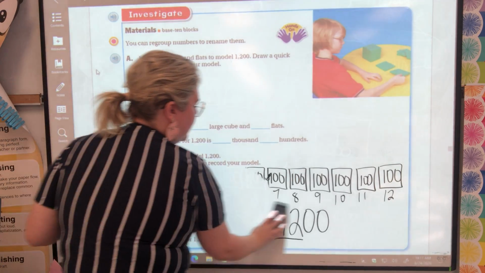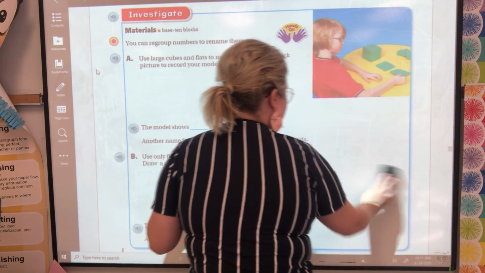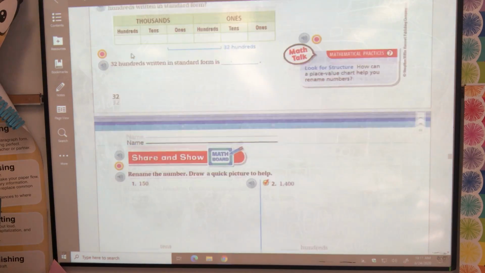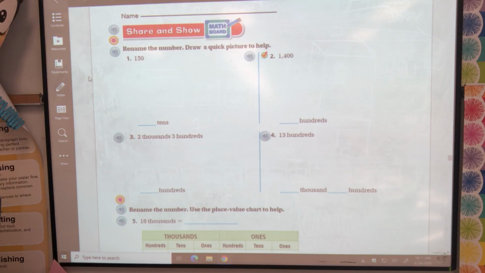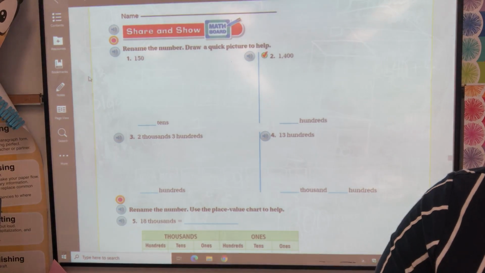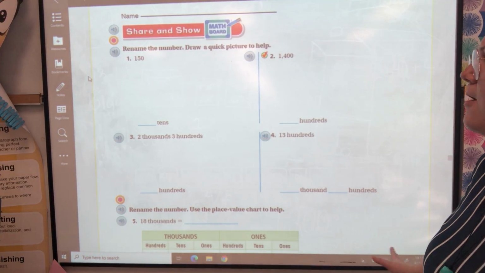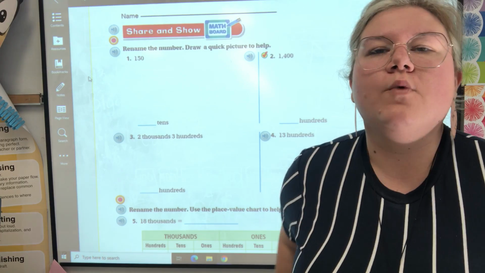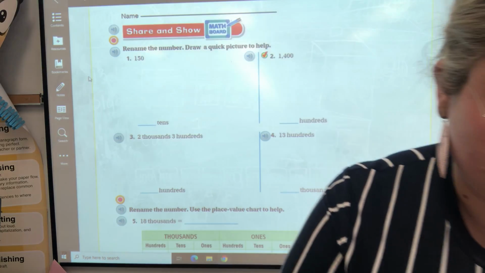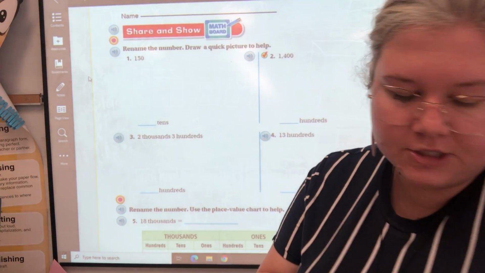Like I said, this is one of those harder lessons. So if you don't get it yet, you will. I believe in you. I'm going down to the page called Share and Show. If you are following along with me in your book, you do not have to, but if you are, this is page 33. The directions say, rename the number, draw a quick picture to help. Once again, we're not drawing a picture of a cat, we're not drawing a picture of a person. We are drawing base 10 blocks. We are drawing large cubes, flats, longs, and small cubes. Okay, so we are drawing a quick picture to help.